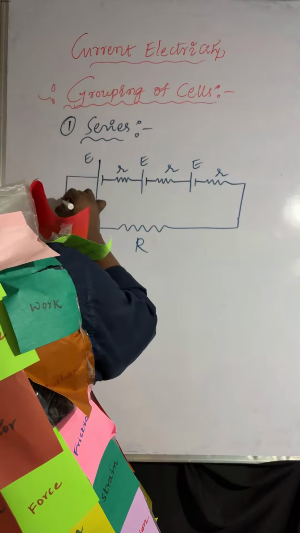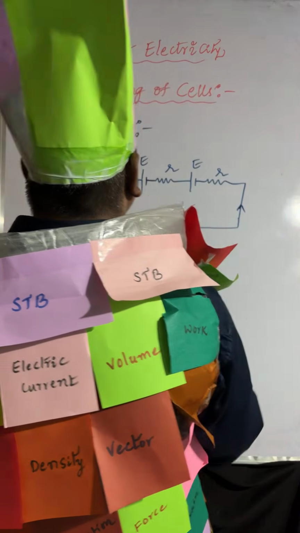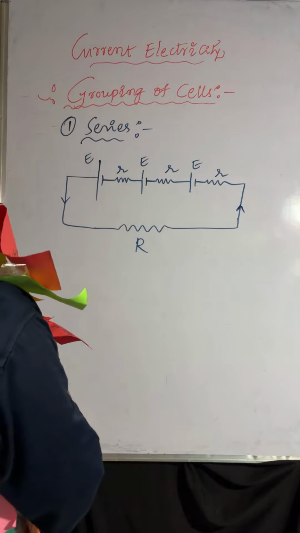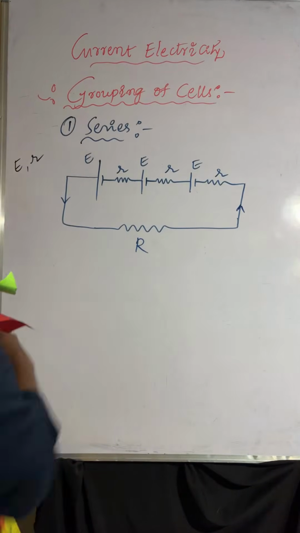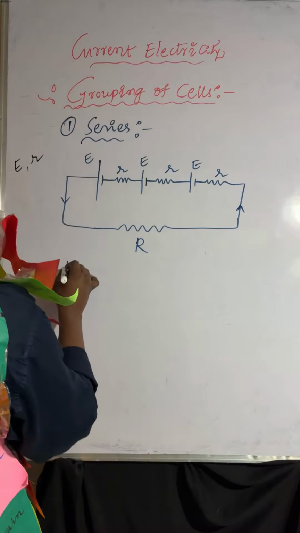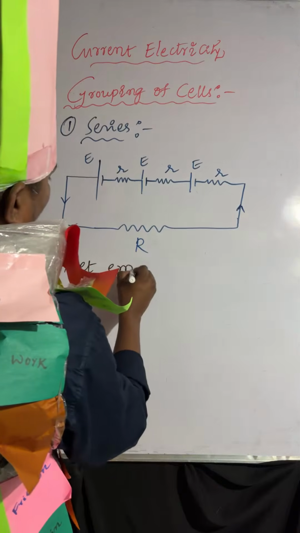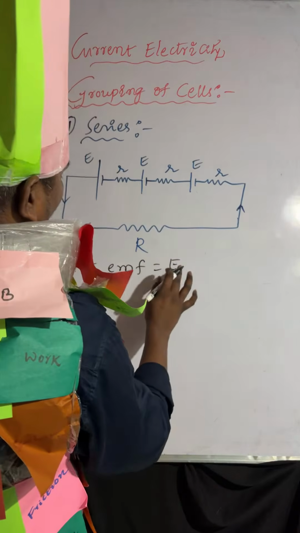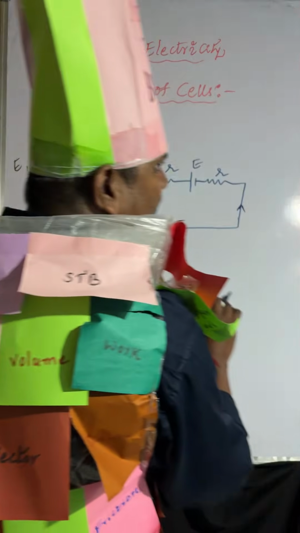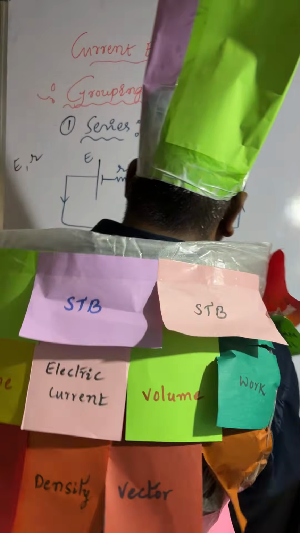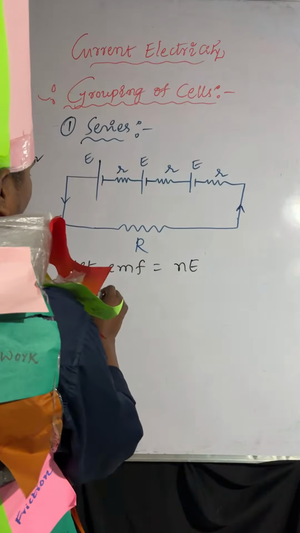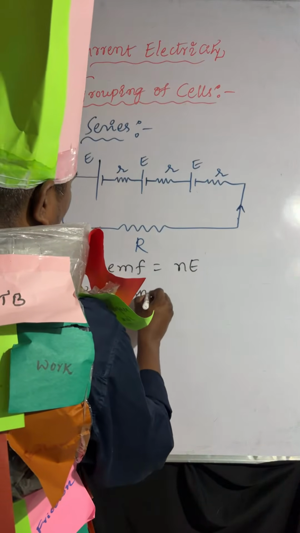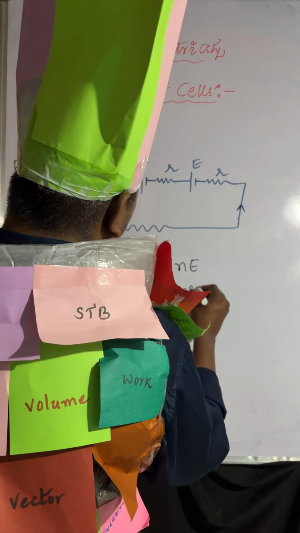Then it is the external resistance. Current is passing like this. Here you can observe E and r of each cell is the same. Then net EMF equal to nE, because this is connected in series. And the net internal resistance is nothing but nr.